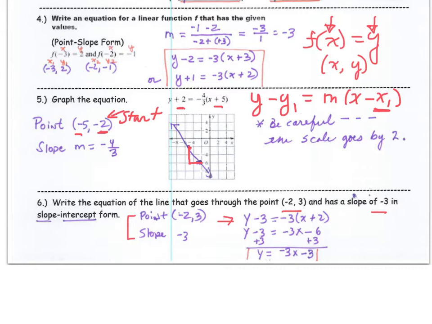Now you need to be careful because they want the answer to be in slope-intercept form. So that, remember, requires an extra step. After you get your point-slope form, you are going to solve that equation for y, and so y would equal negative 3x minus 3.